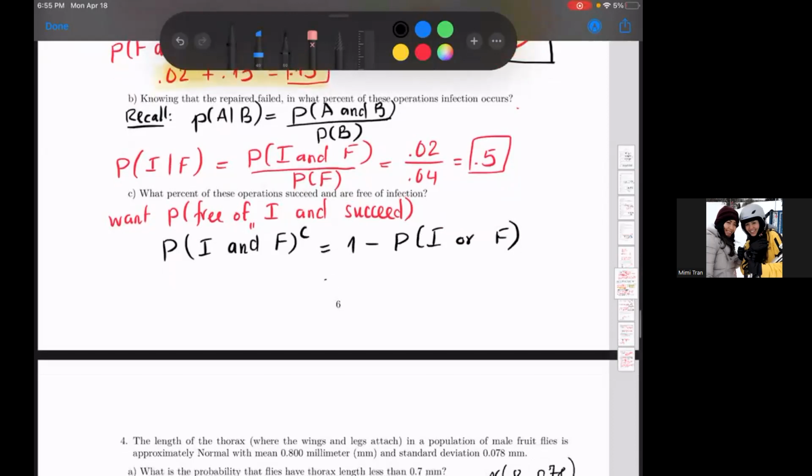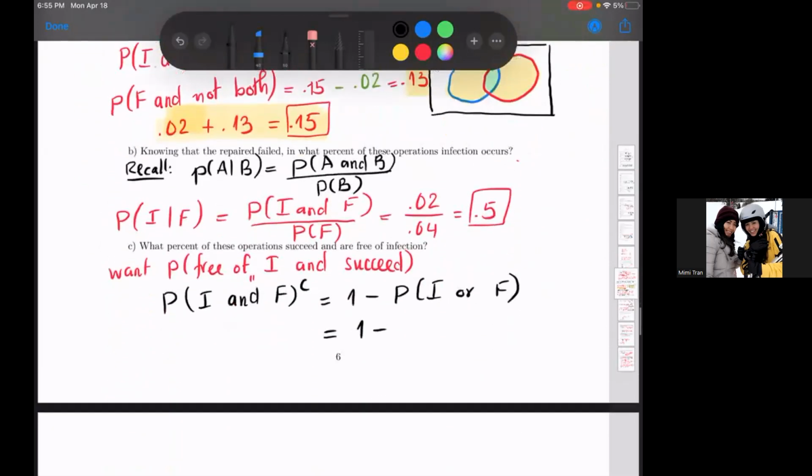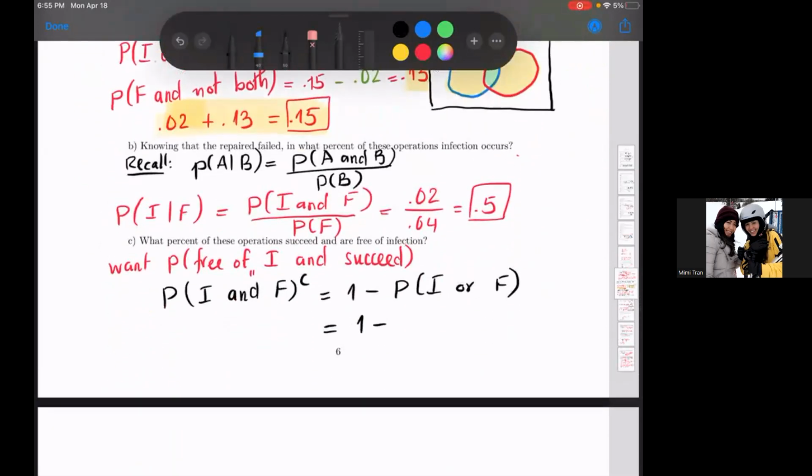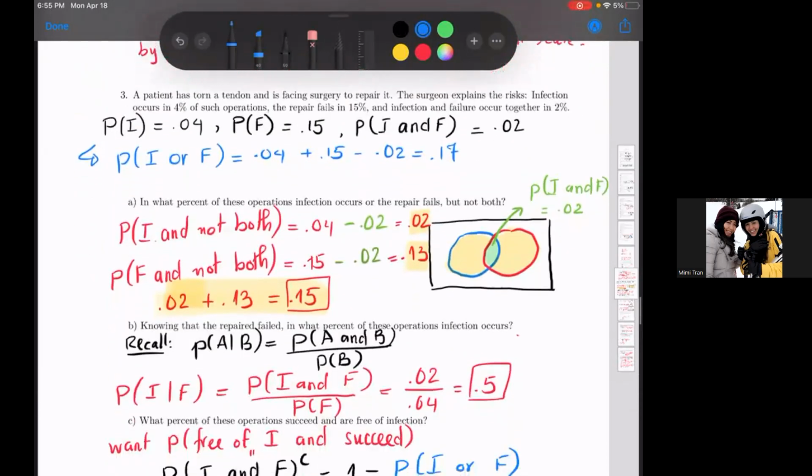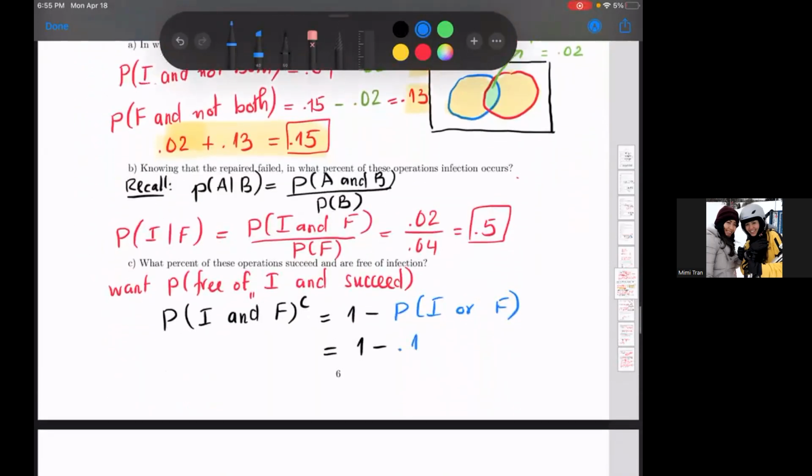Do we have I or F? Do we have infection or failure? Yes, we do, right there in the blue part. Let me highlight this one blue here, which is 0.17. Pretty good, not bad. The probability that the operation succeeds and is free of infection is 83%, not bad.